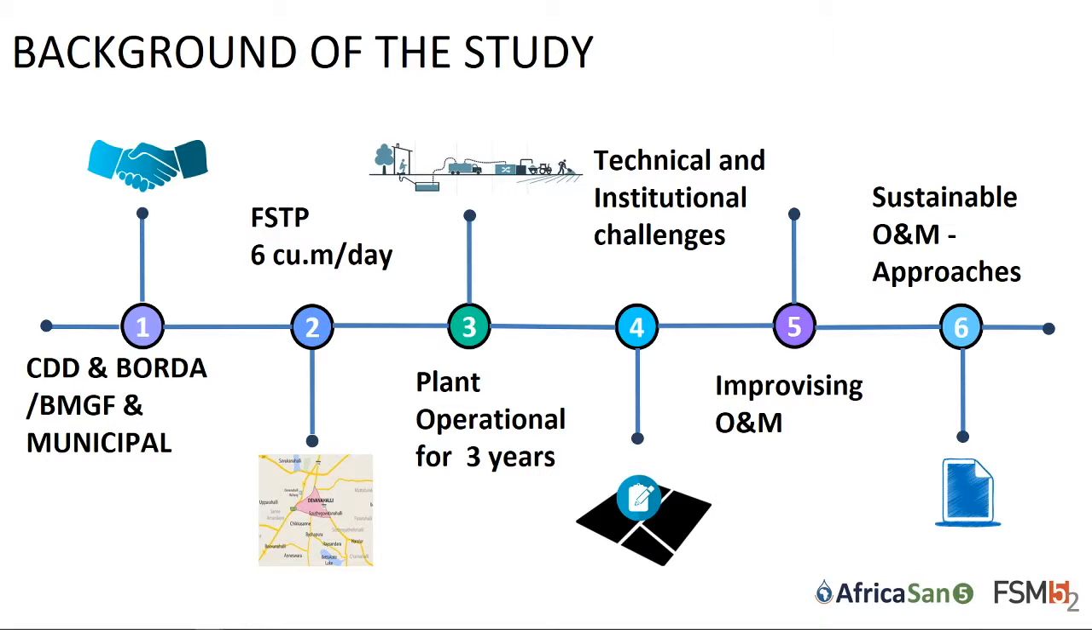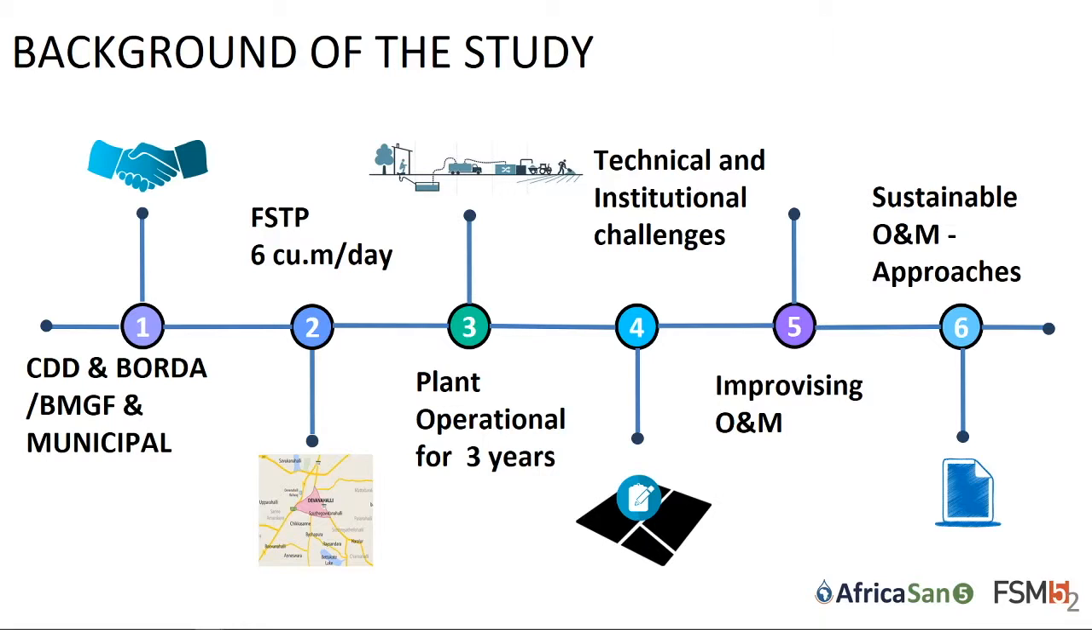So I'm going to give you the background of the study. Initially the FSTP was a joint effort by CDD Society, Borda, funded by BMGF, and the local Devnahalli municipality. All together they put in an effort to build the first FSTP in India. The FSTP was designed for a capacity of 6 meter cube, the plant started in 2015, and it has been in operation for 3 years now.